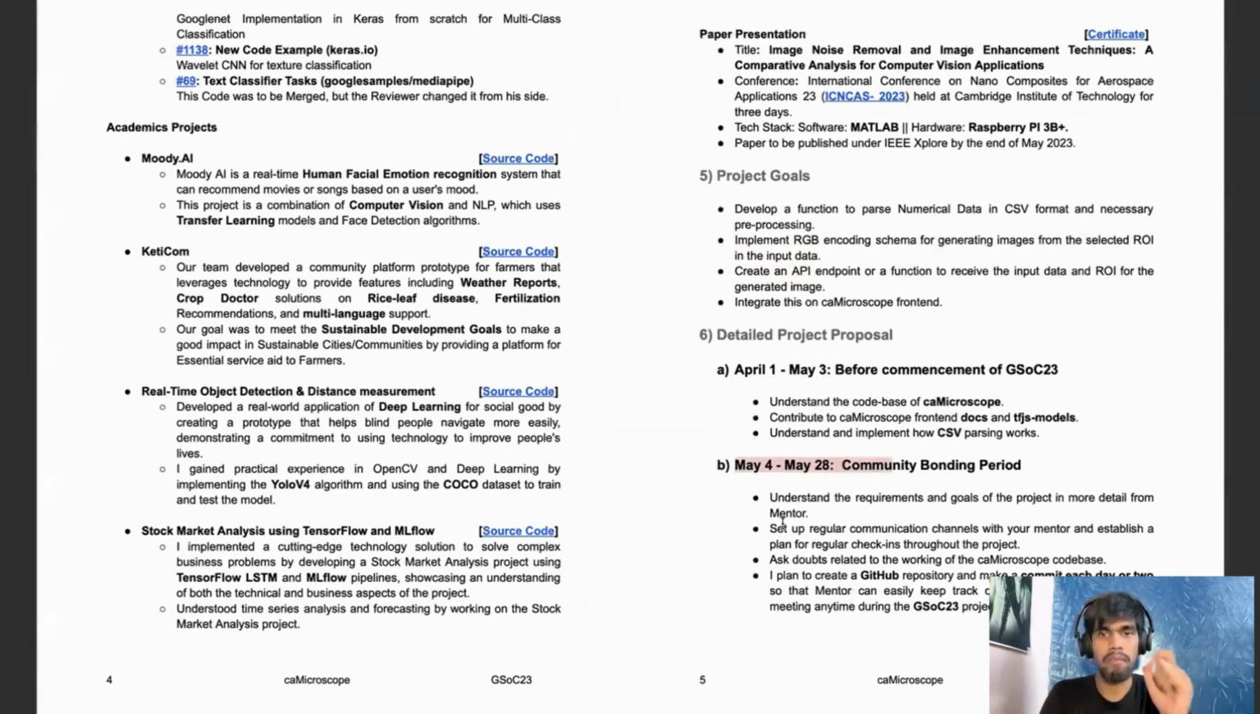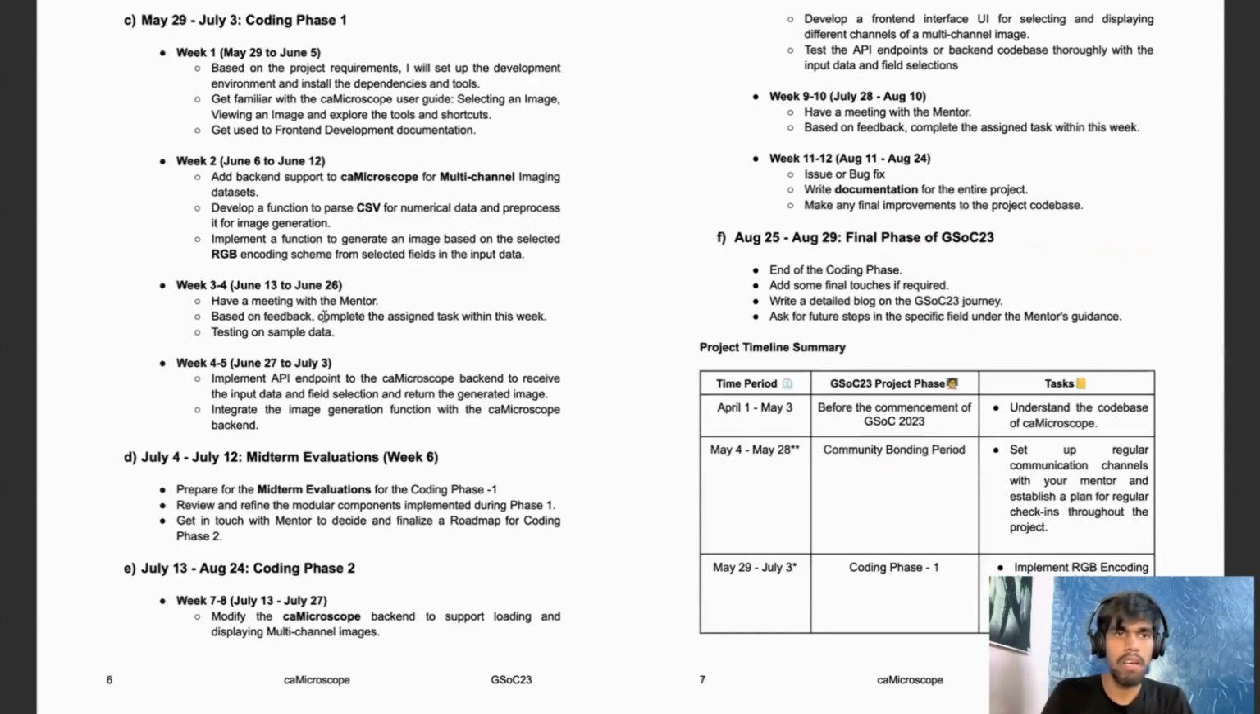Whatever you will do, you just have to mention it down, and then starts your coding phase. The coding phase one is nothing but for each GSoC, you have community bonding period, you have your midterm evaluation, and you have a final evaluation. So before midterm is your coding phase one, after midterm and before final is your coding phase two.